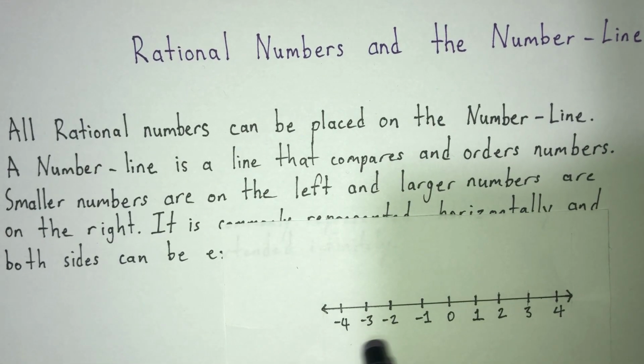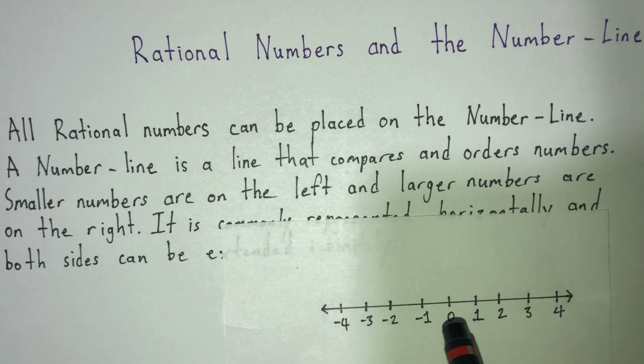So this is our number line. As you can see, larger numbers are positioned on the right and smaller numbers are positioned on the left. So here we have the 0, and to the right of 0 are the larger numbers, and to the left of 0 are the smaller numbers. And the arrows imply that the number line extends to the left infinitely, and to the right infinitely.